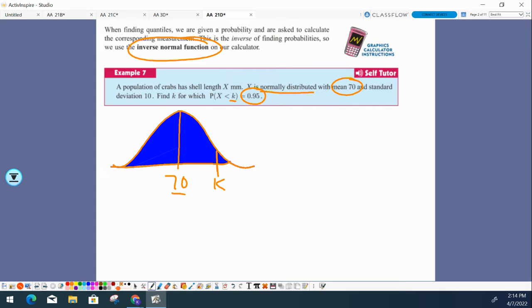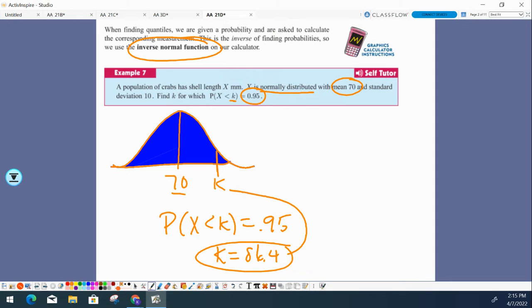So go ahead and do your inverse normal, which once you get into the distribution button, it's the third one down. We just enter our area. So in this case, it's 95%. Our mean is 70. Standard deviation of 10. Paste. And our probability that x is less than or equal to k equals our 95% happens when k is 86.4. So that makes sense when I look at this because 86 is to the right of 70.